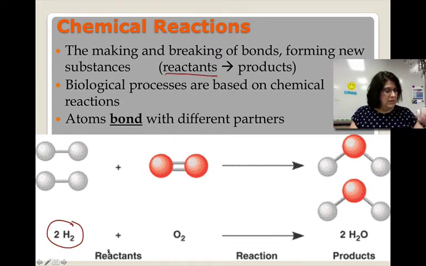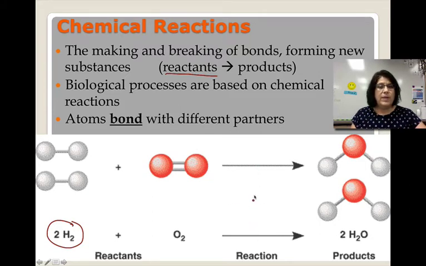So the reactants are the substances that you start with. You're writing that down. They're the things that are on the beginning part of your equation. We're starting with hydrogen gas and oxygen gas. A chemical reaction is going to occur. We show that with an arrow.